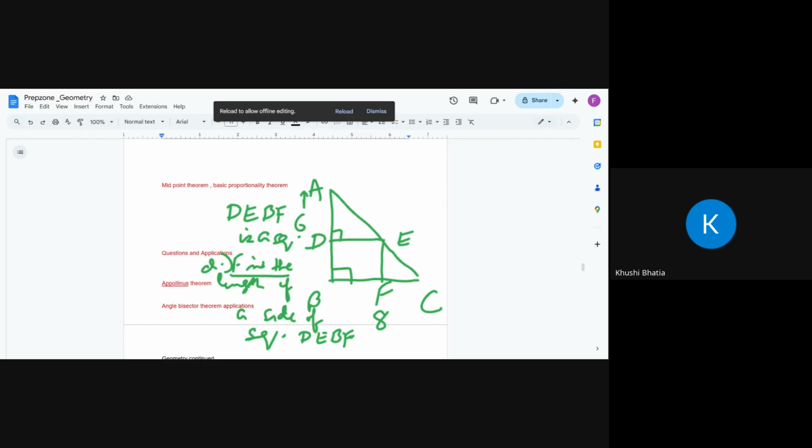Somewhat, yes, sir. You understood the question, right? Yes, I understood the question. We have to find out the length, I mean, any one length of D and EF, of the square. Yes. Okay.